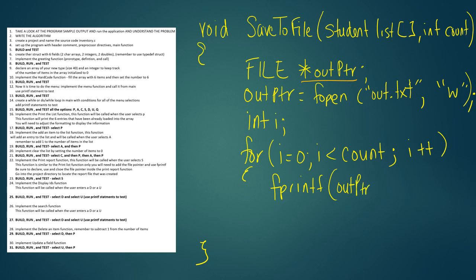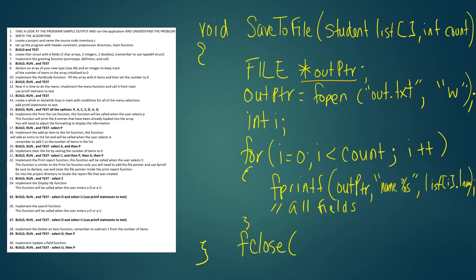So you put out pointer, then you want to put name %s, and then you would put list at index I dot lname. And this is the same that you would do for all of the fields. So do all fields. And then when you're done, you want to close the file pointer, because each time you want to create a new report, what you want it to do is to overwrite what was in the file the last time.